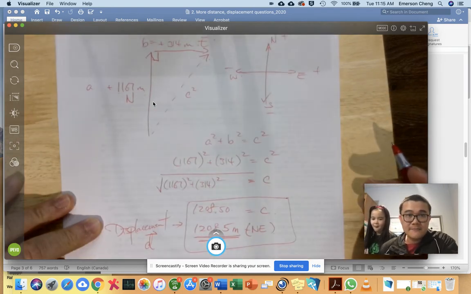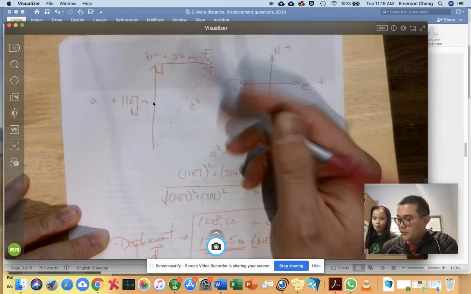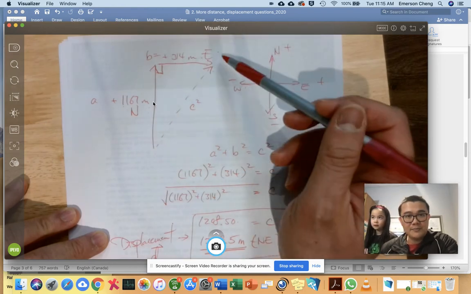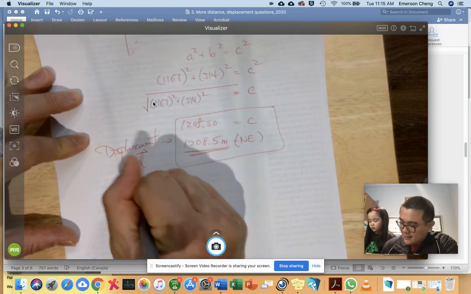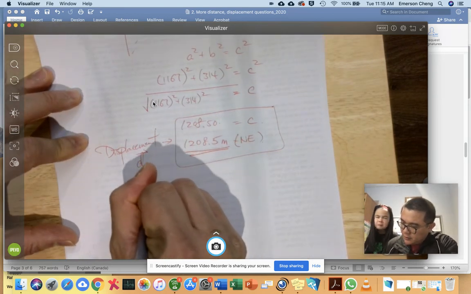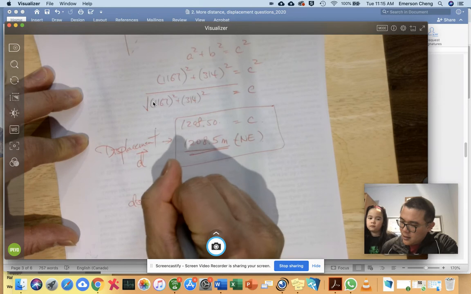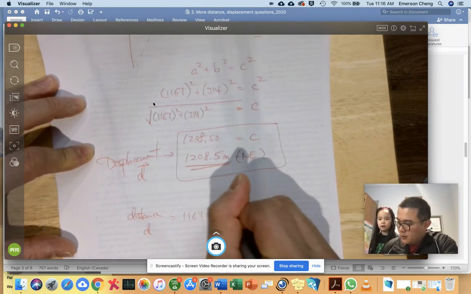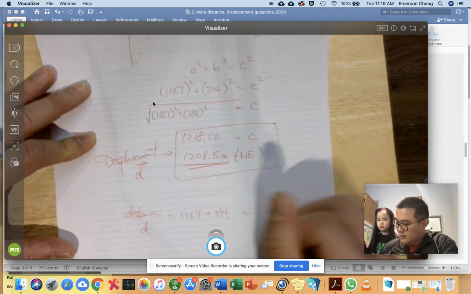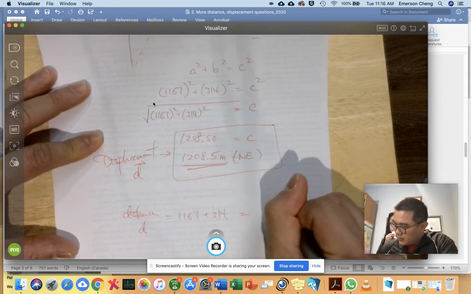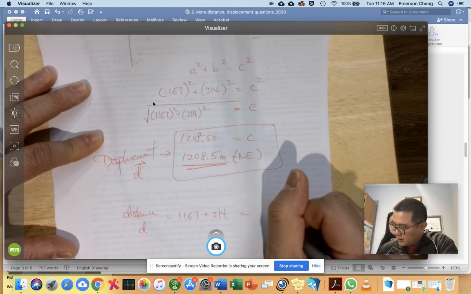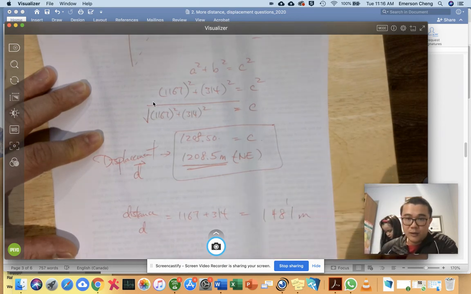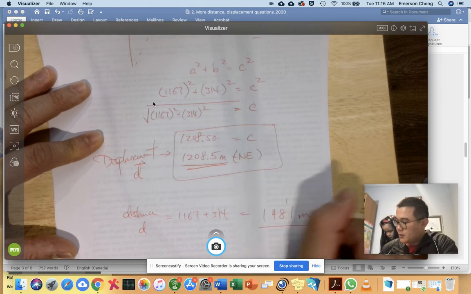Now in terms of distance, you went up this way, then went up that way. So the total distance, where the symbol for distance is d, would equal 1167 plus 314. This one will be relatively simple. This will be 1 up there, this will be 8, this will be 4, this will be 1. So this will be 1481 meters.